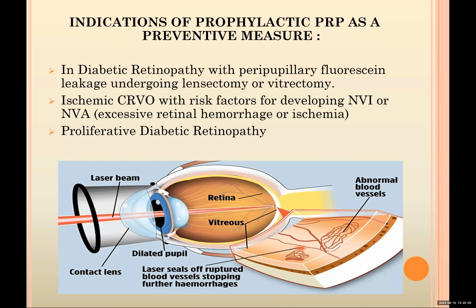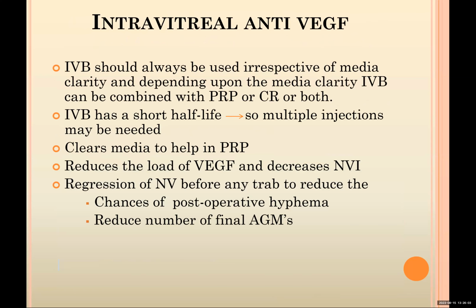Indications for prophylactic use of PRP: it can be used in conditions of diabetic retinopathy with peripupillary fluorescein leakage, undergoing lensectomy or vitrectomy, and proliferative diabetic retinopathy. Next, intravitreal use of anti-VEGFs.